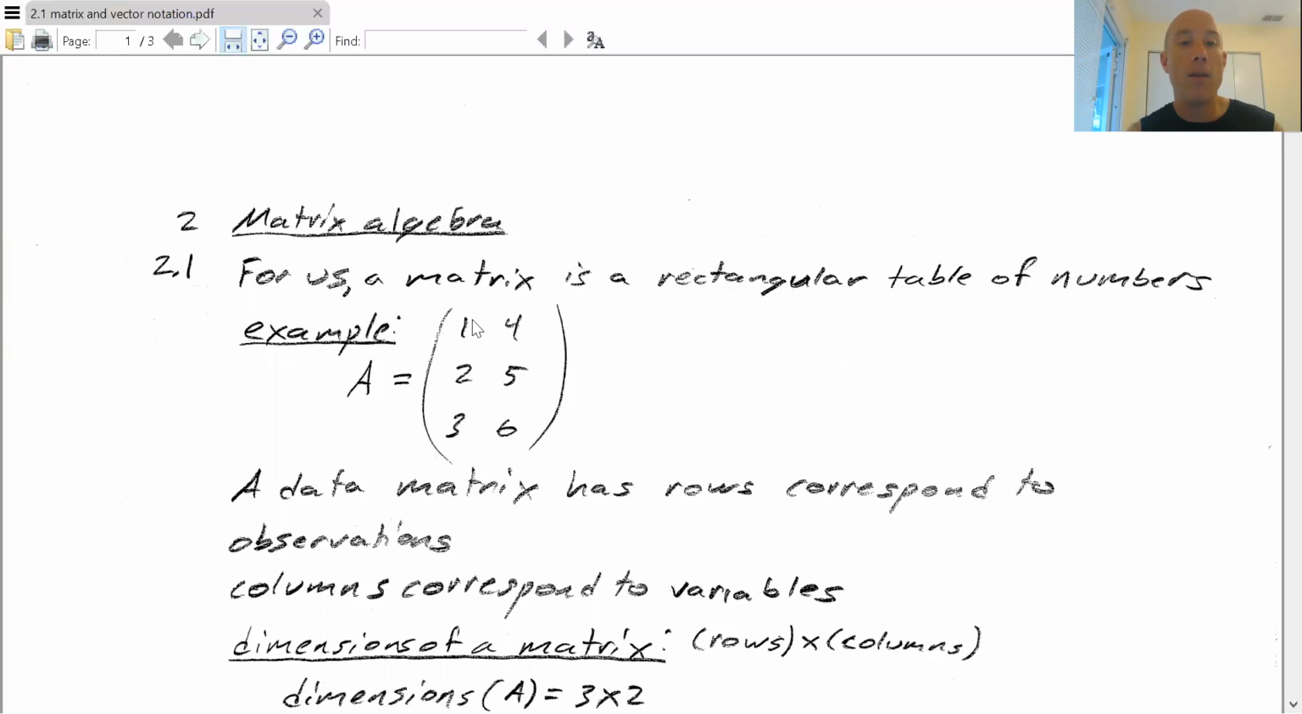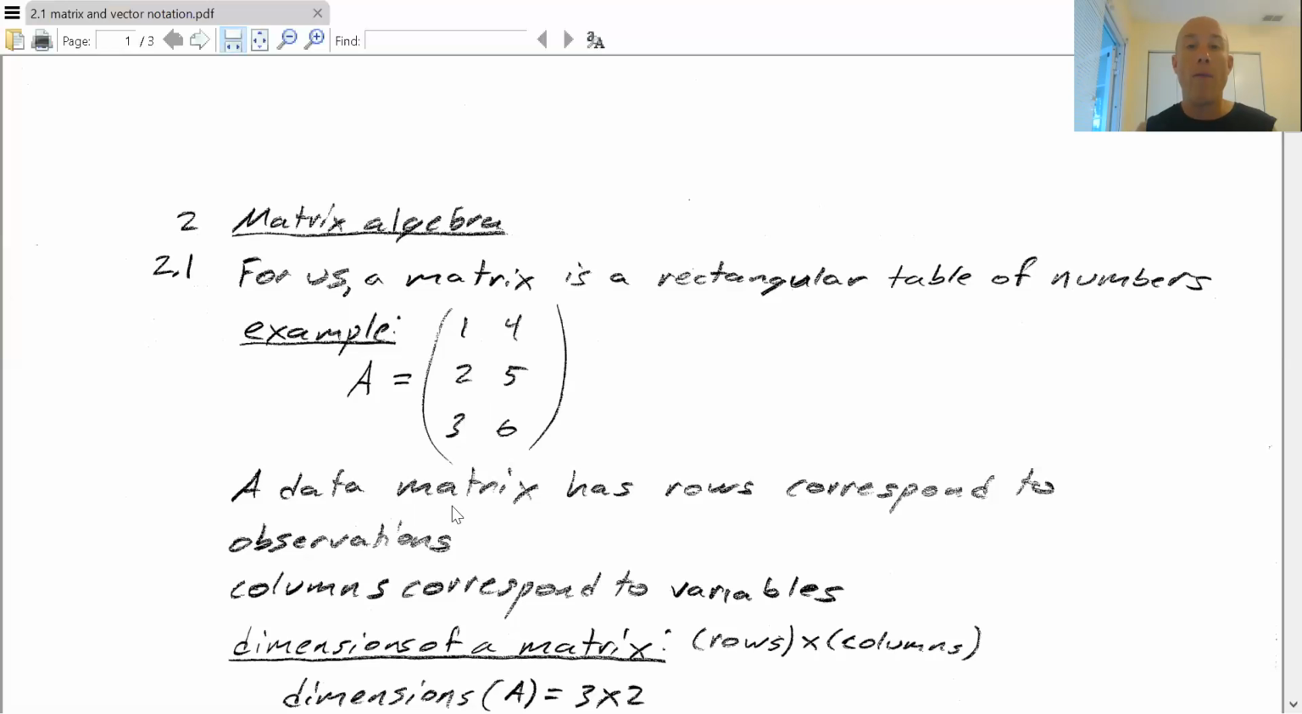I have A is the matrix 1, 2, 3, 4, 5, 6. It's got 3 rows and 2 columns. So remember, if I look at architecture, columns go up and down. So columns on a matrix go up and down also. And the rows are just perpendicular. This is a 3 by 2 matrix.